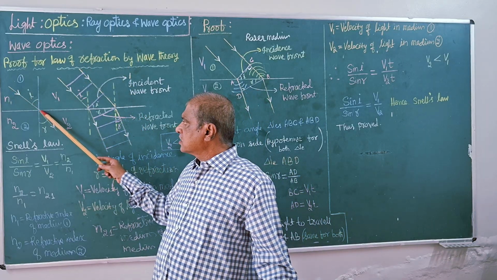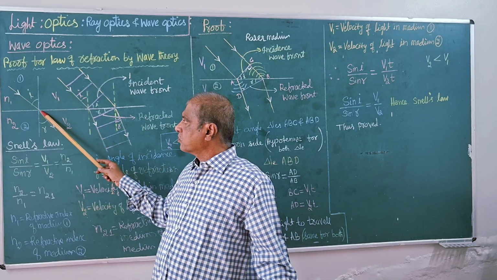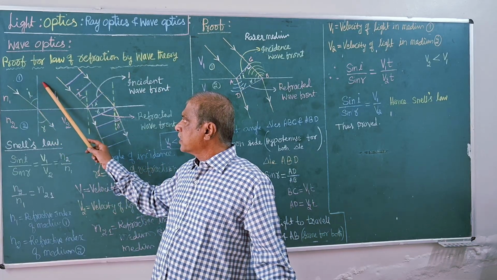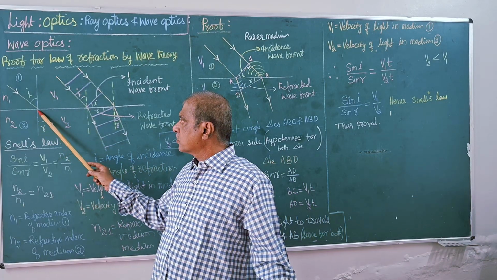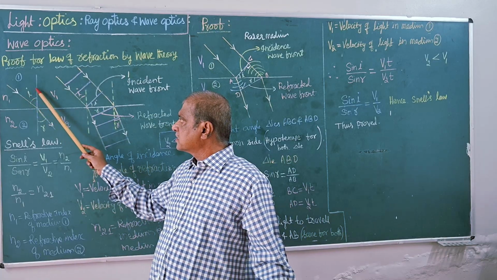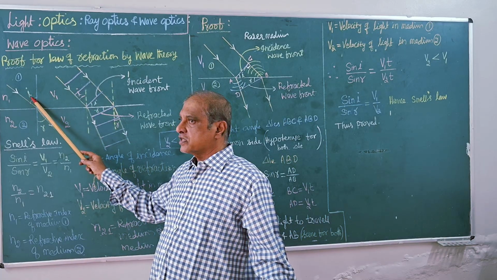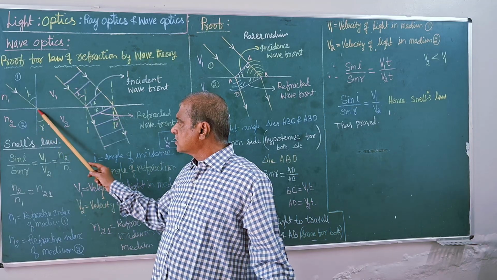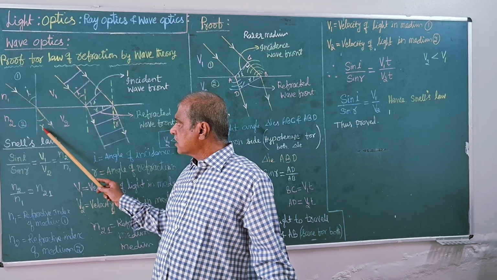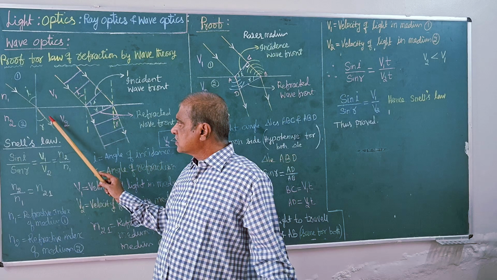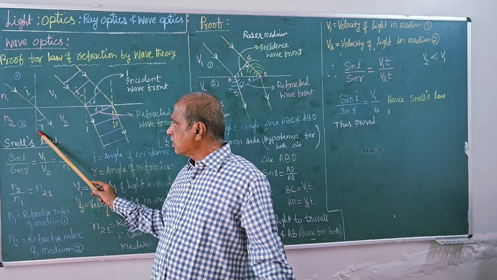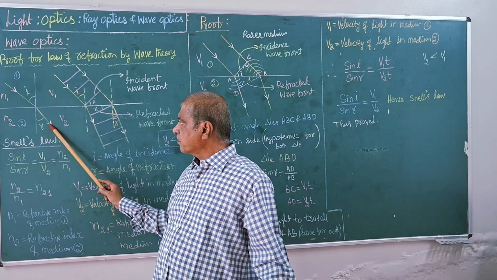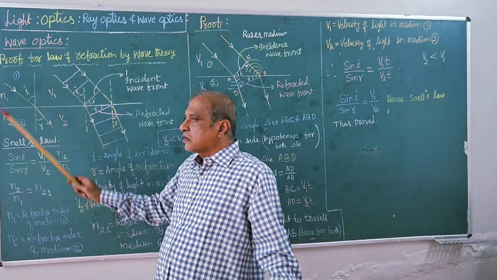In this case, this line is called the incident ray, and this line is called the normal. It is perpendicular to the surface at this point. The angle between the incident ray and the normal is called I, the angle of incidence, and the angle between the normal and this refracted ray is the angle of refraction. So it is getting deviated towards the normal while traveling from the rarer to the denser medium, or R is less than I.